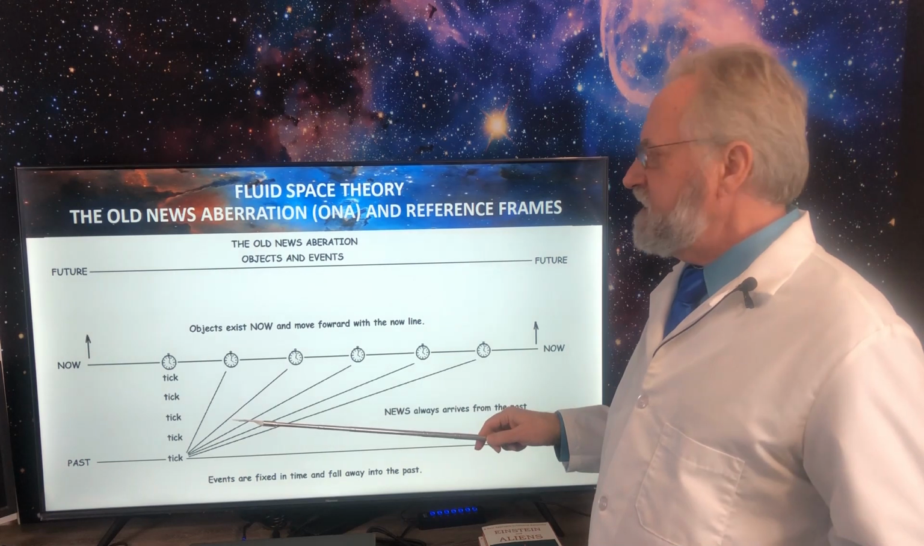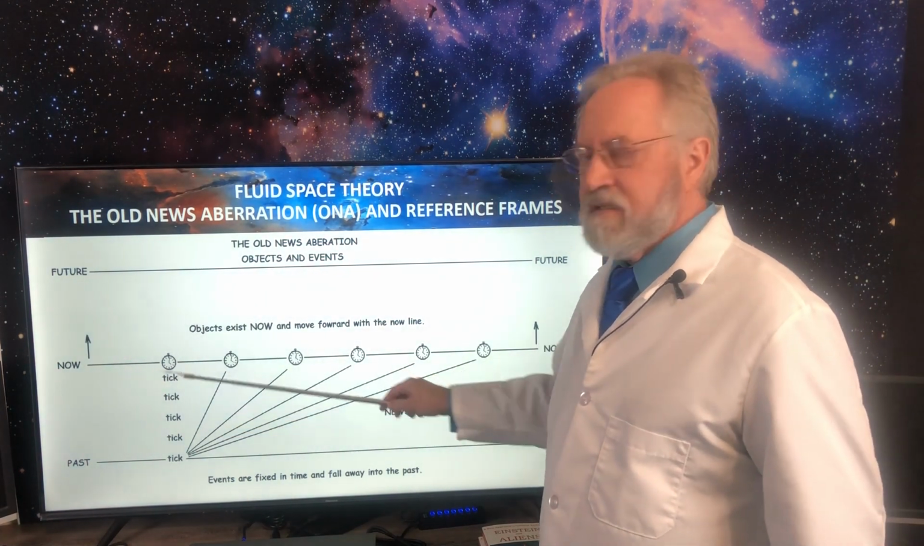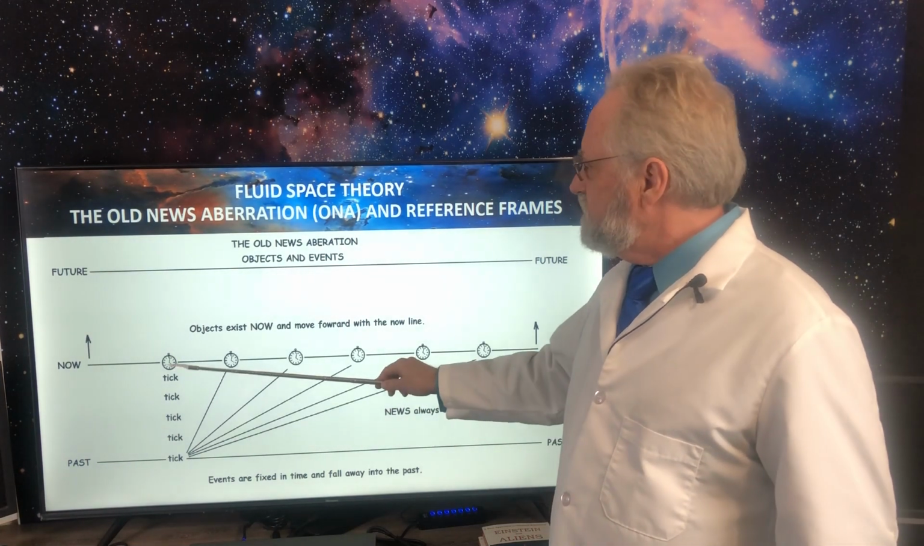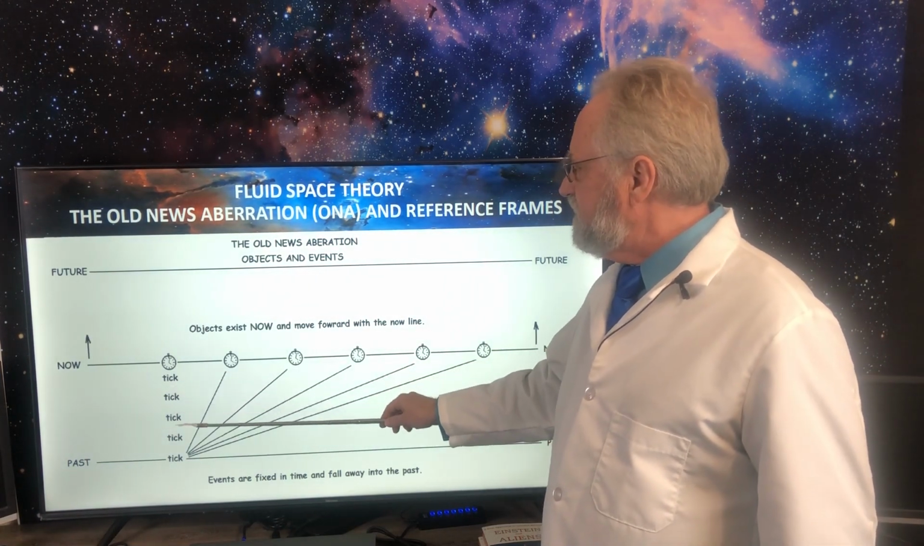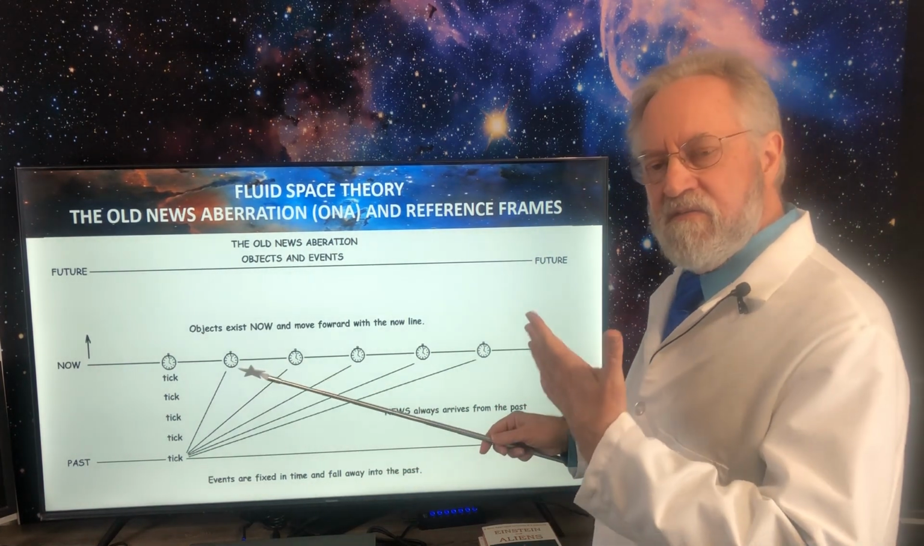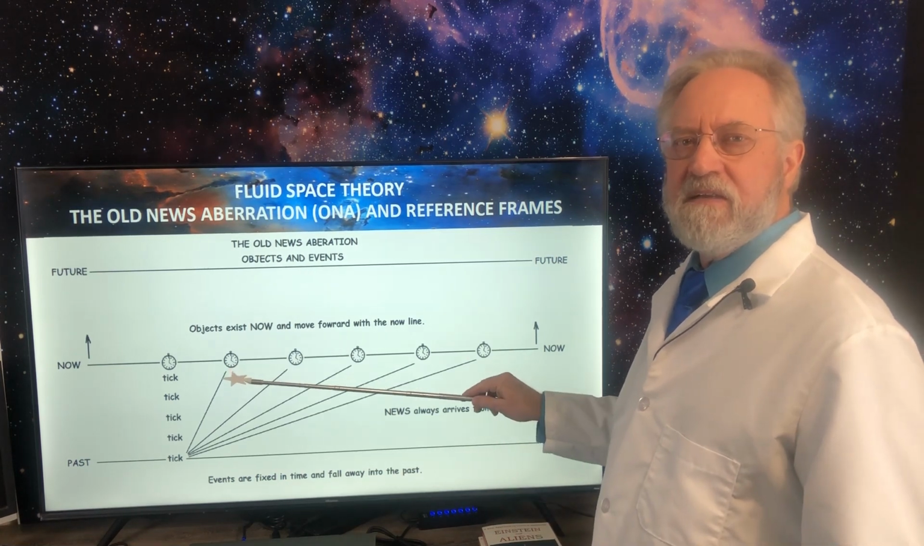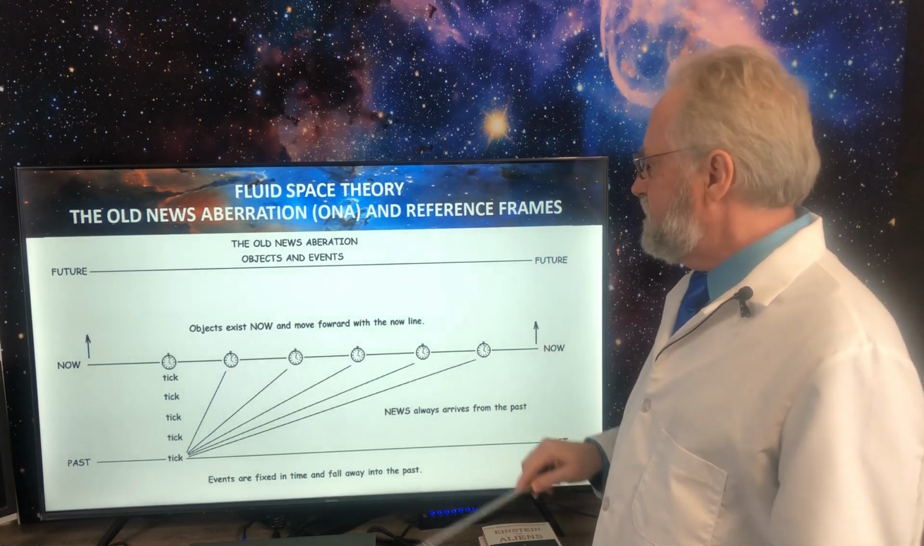Now, if those clocks are ticking, the ticks are events. And an event is frozen in time. So with each tick of the clock, it passes farther and farther into the past. So events fall into the past while objects remain on the now line and move into the future.